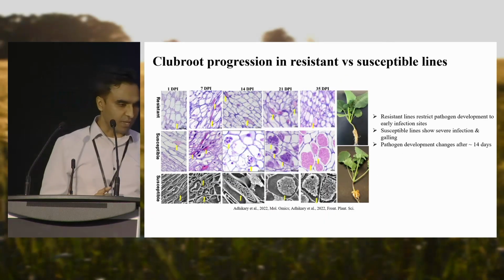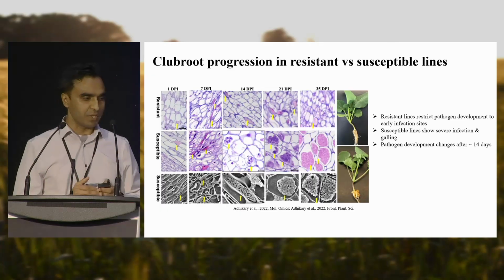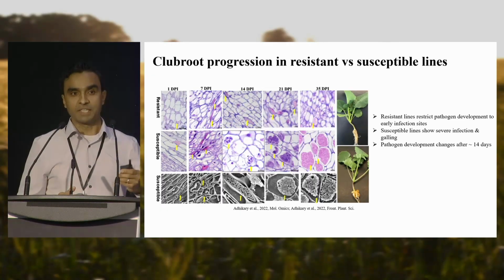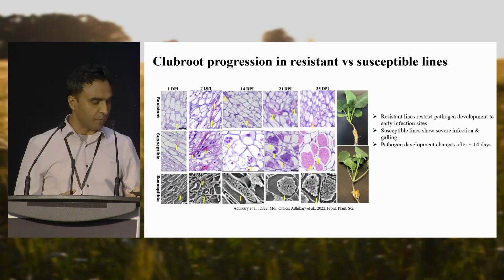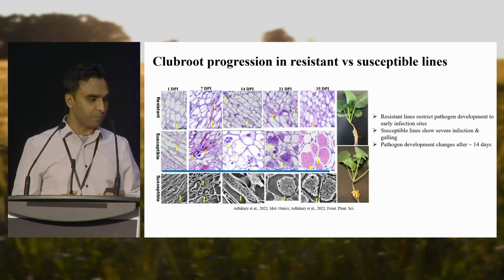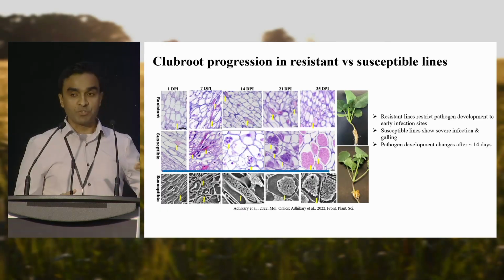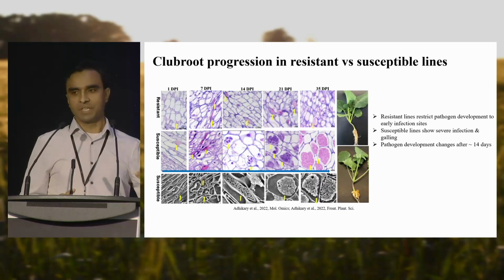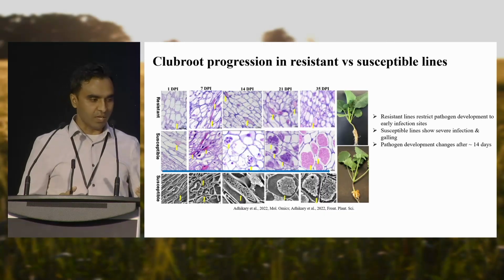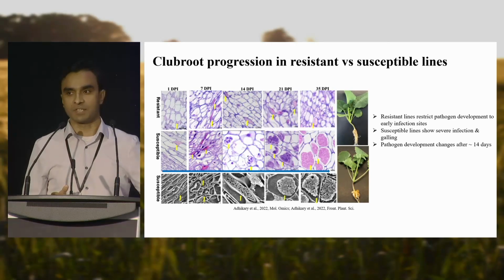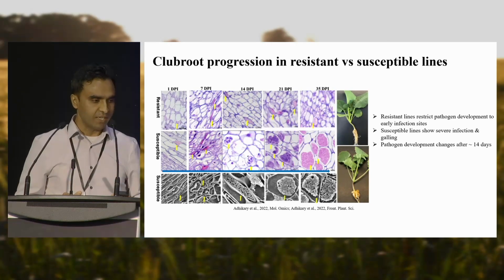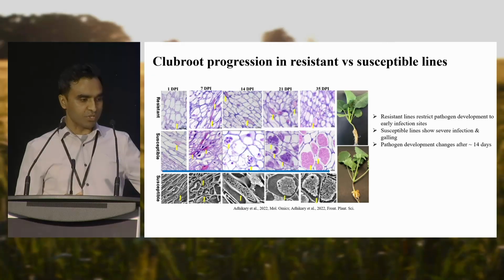So in my studies for the last few years, we have been using double haploid lines, NILs, to characterize the pathogenesis process. Here you can see we have the resistant genotype and the susceptible genotype. We track the disease from day 1 all the way to day 35. On day 1, there is infection within 24 hours of inoculation. So it's a very rapid process. We track the disease in both genotypes.